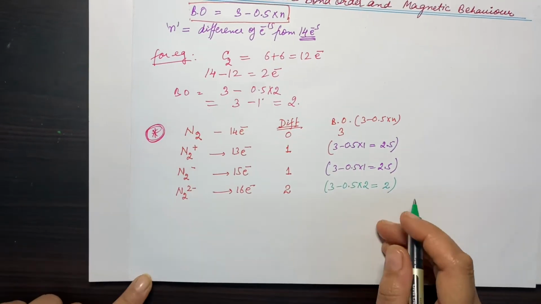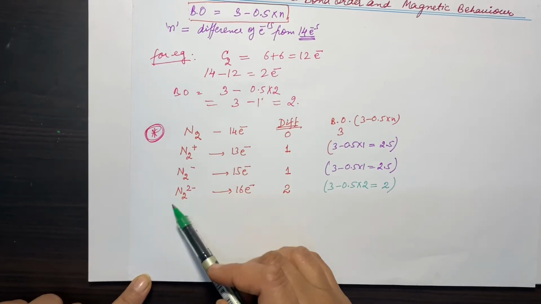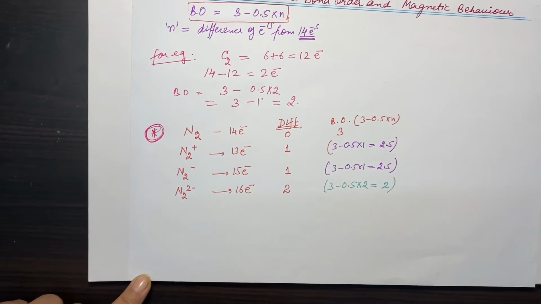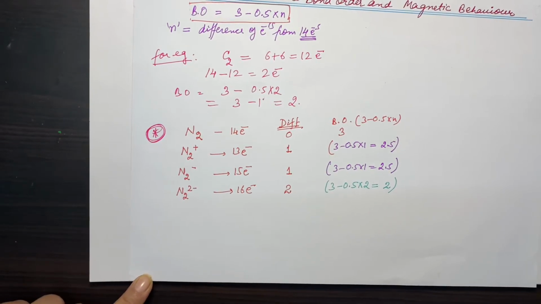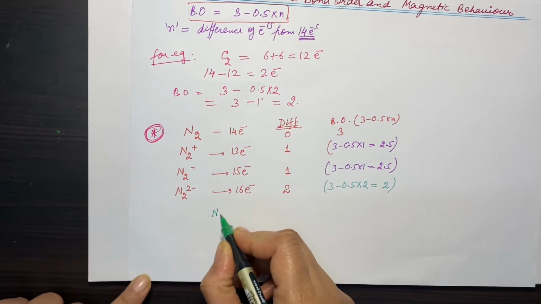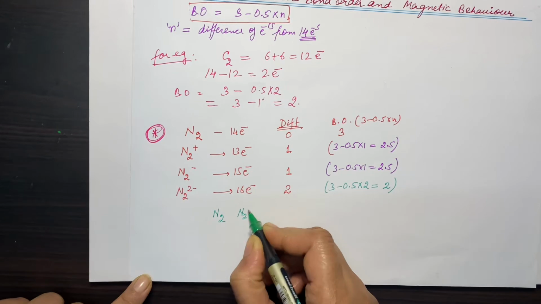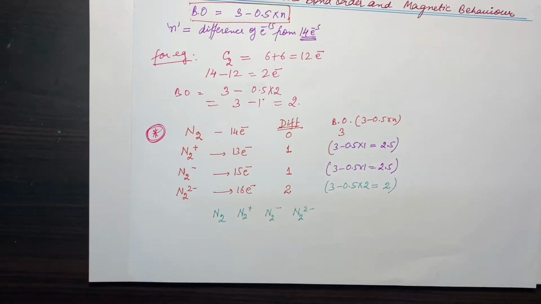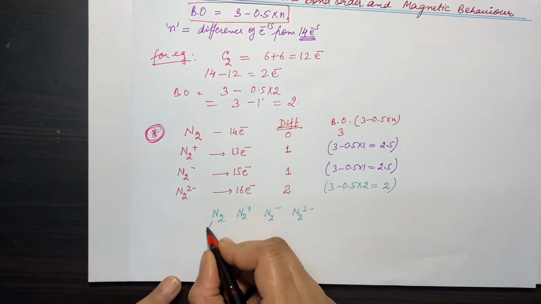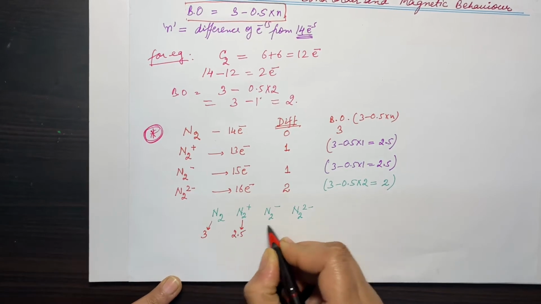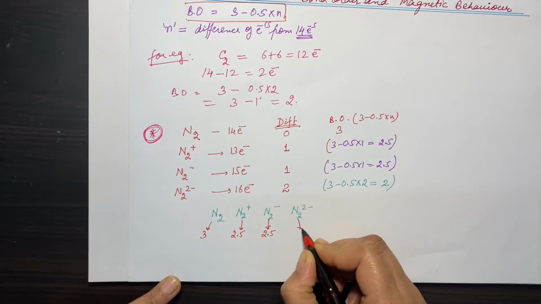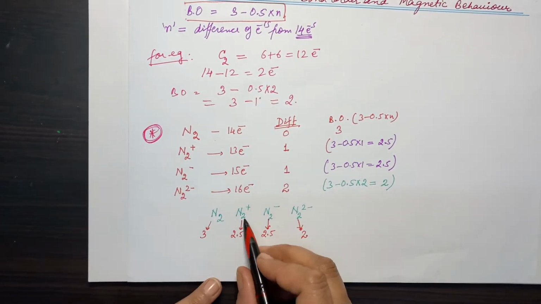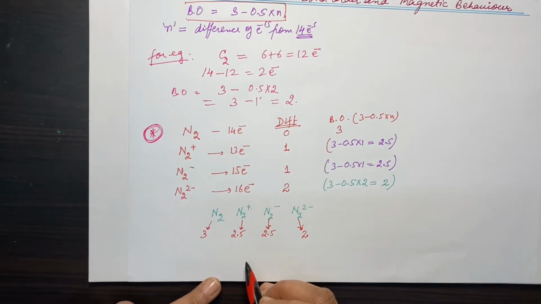Now, if there is a question for you that arrange these ions in order of their decreasing bond order. Now, how can you write it? You just see over here N2, then comes N2 positive, N2 negative, and then N2 2 minus. If you write the bond order for this, here the bond order is 3, here it is 2.5, here 2.5, and now here, what is the bond order? 2.